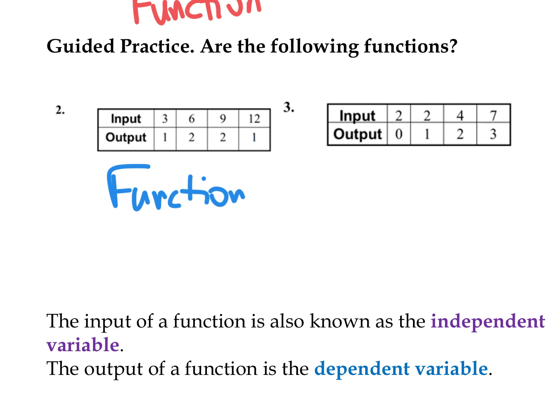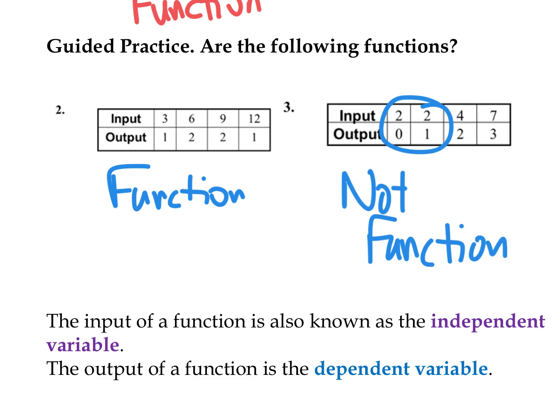If we look at the next problem, now we've got an input 2. I don't know what 2 goes with. If I put an input of 2, I might get a 0 or I might get a 1. Because that input 2 goes to two different outputs, this is not a function.